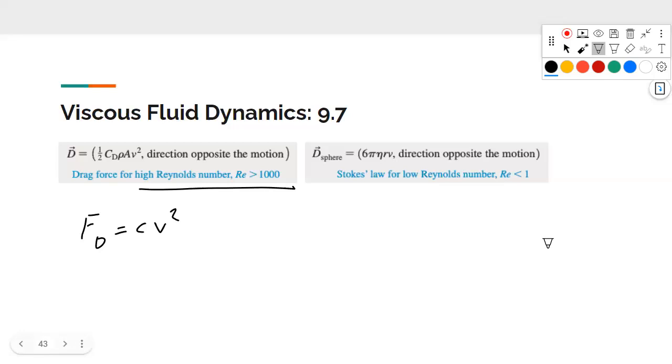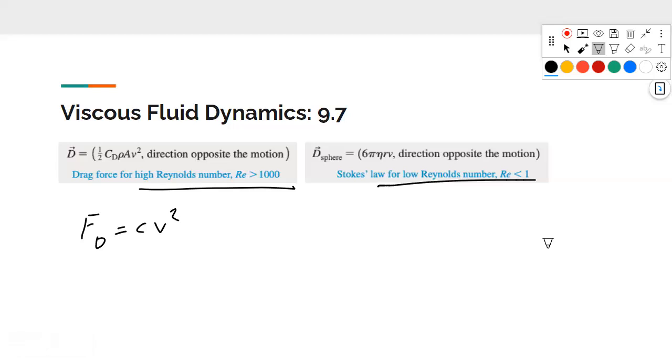You can see that it's kind of nice when you dig into it. It depends on the area of the object, which makes sense. Like if you have a sailboat, you want a bigger sail because you want more drag to pull you forward. And it depends on the density of the fluid and then on the shape of the object.